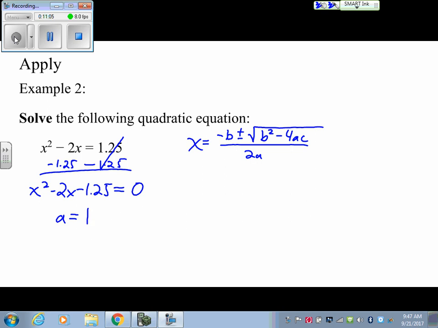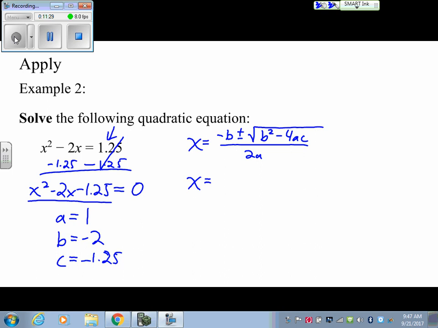Our a is once again 1. Our b this time, again, the number in front of the x is negative 2. And finally, our c term is negative 1.25. And I'm looking at my modified equation that we have here rather than the one that they started with, because again, the c was not on the correct side of the equation. It was not equal to 0 yet, so we have to use the negative 1.25. So we can start plugging things in now.